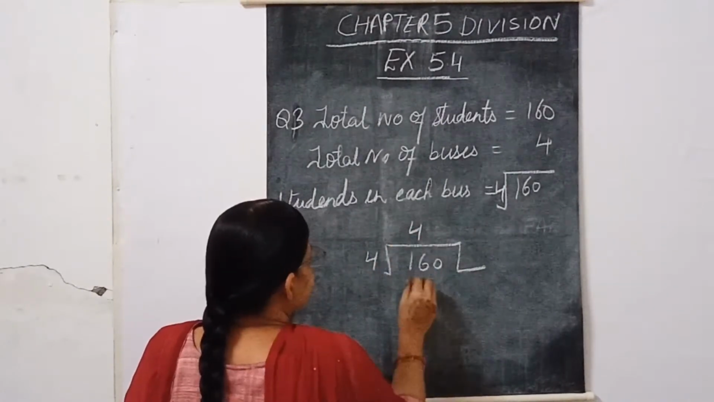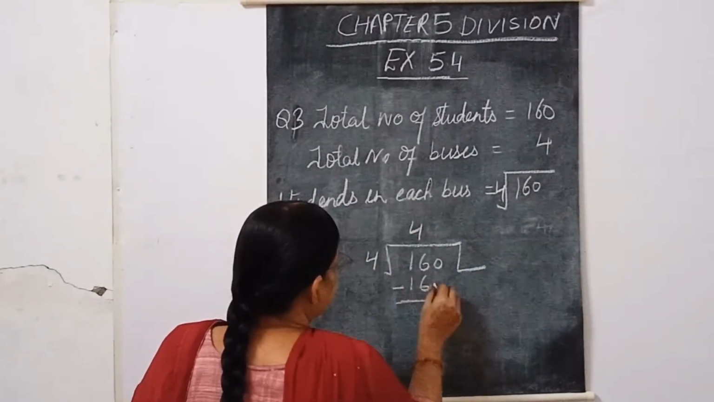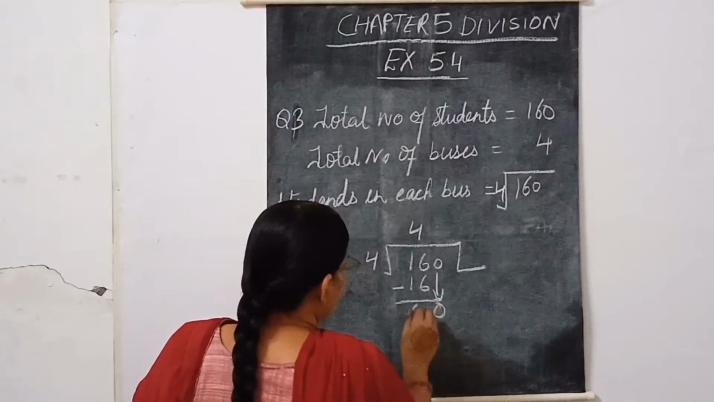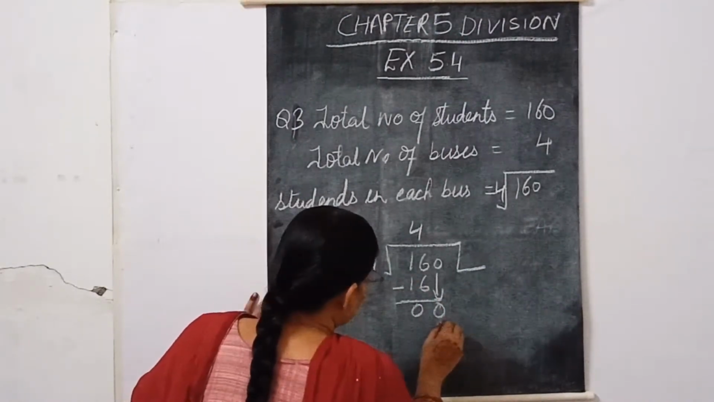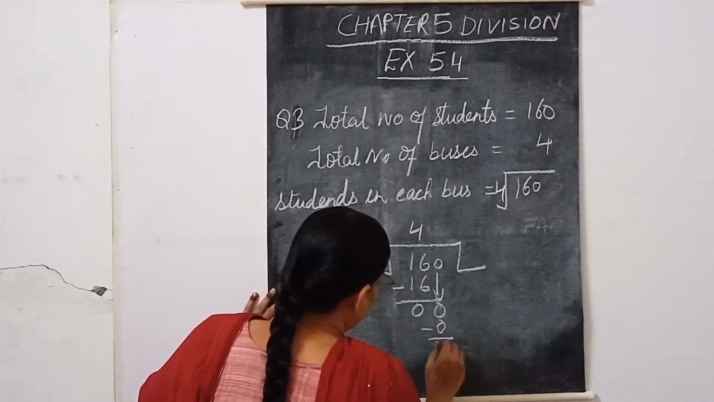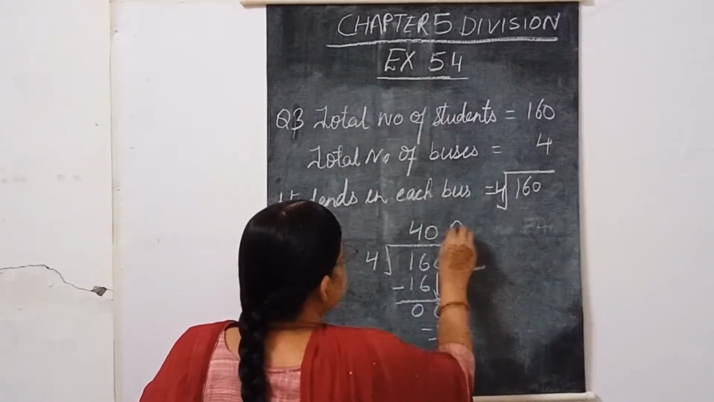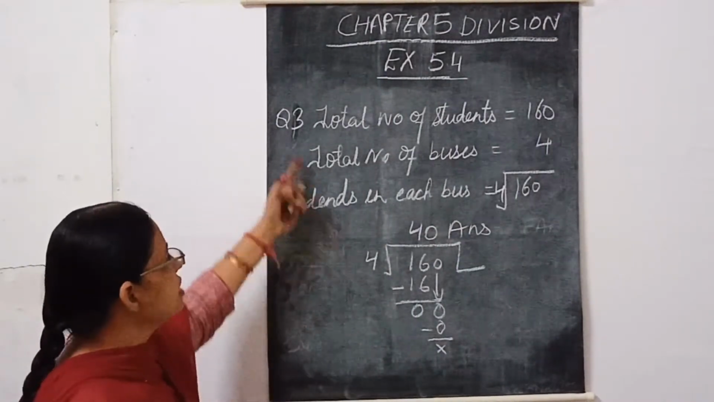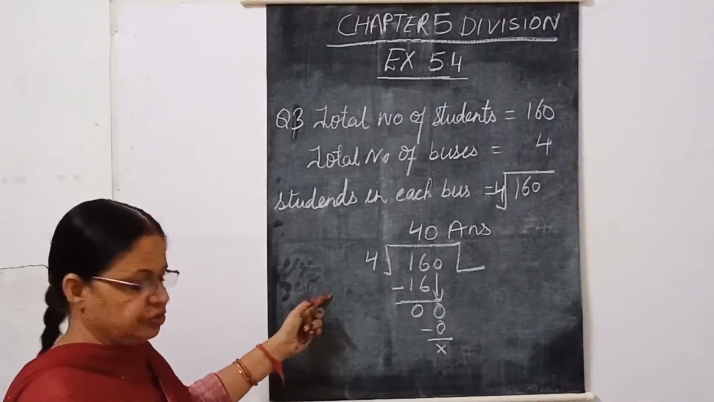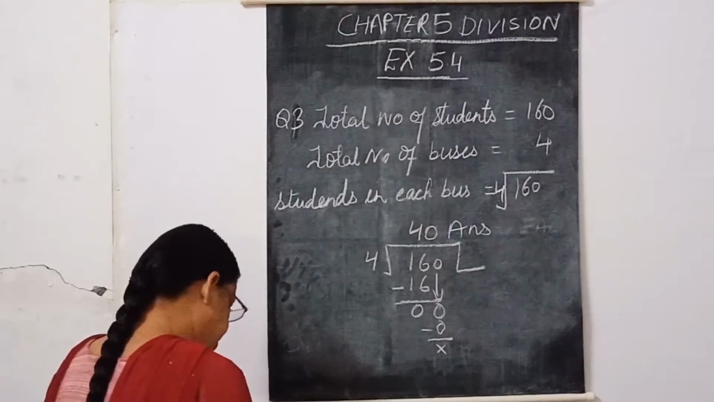4 fours are 16. As I have told you, don't ignore this 0. Bring this 0 down. And then divide this 0 with 4. 0 fours are 0. And your answer is 40. Understand, students? This is how you have to do this question. Now we come to question number 5.